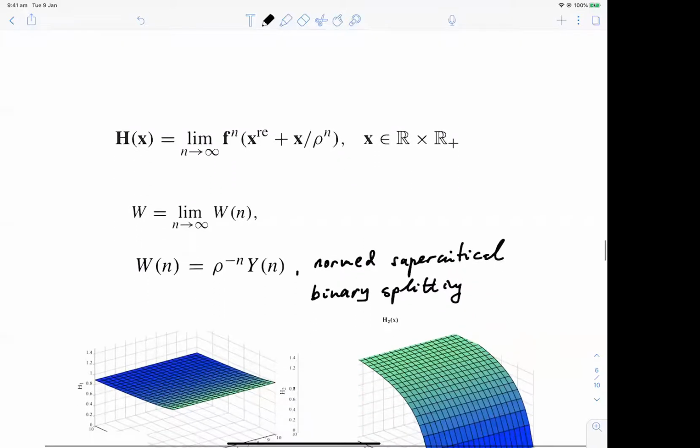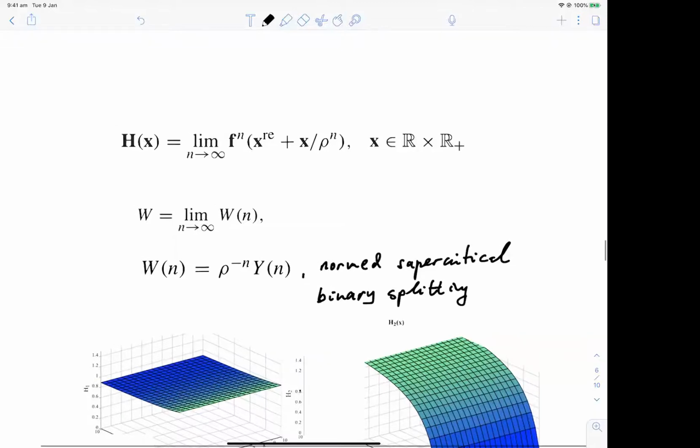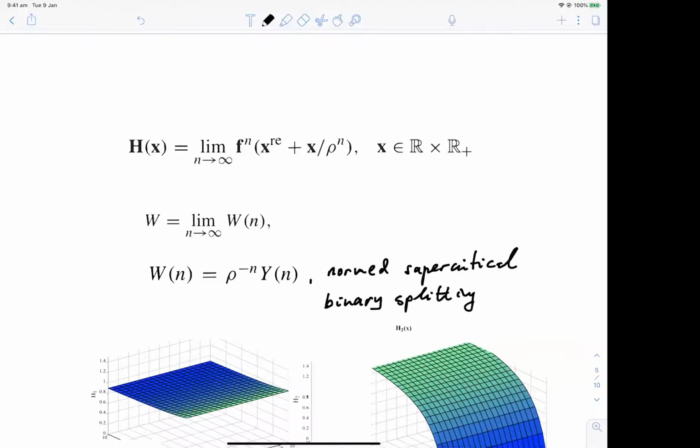So here is a definition of h. In fact, this result is non-trivial, and it is the main mathematical result of the paper, that this limit exists. So if we take this fixed point, it takes the nth iterate of f plus x over rho into the n, and the first coordinate belongs to R, the second coordinate is positive, then we obtain that there is a limit h of x.